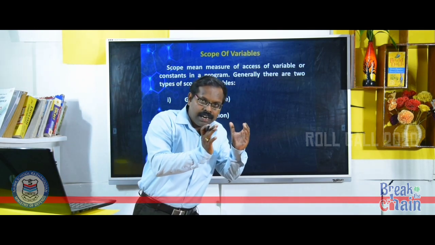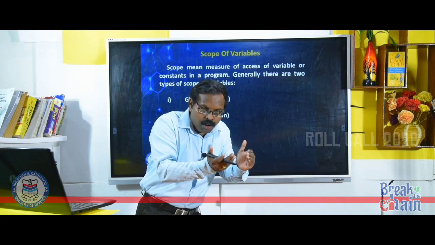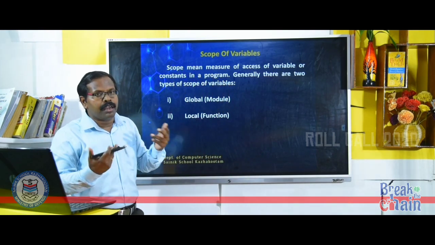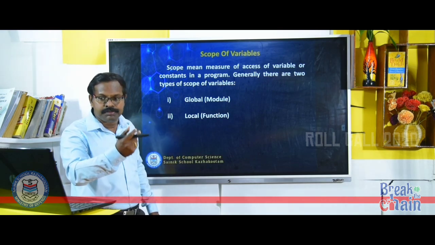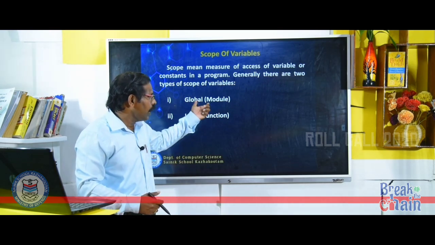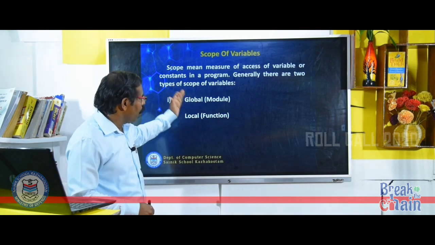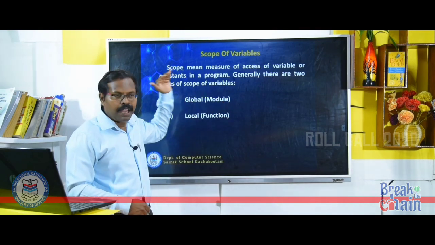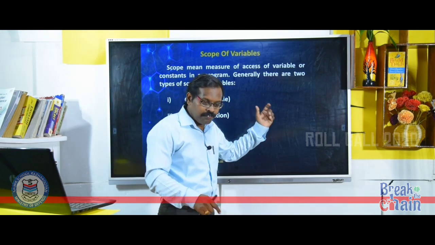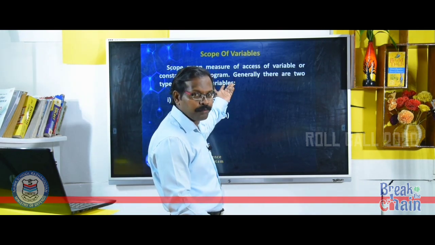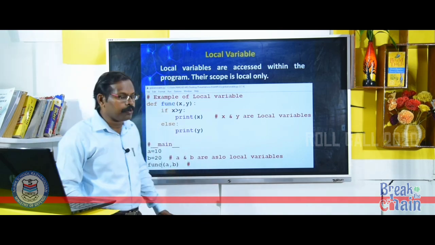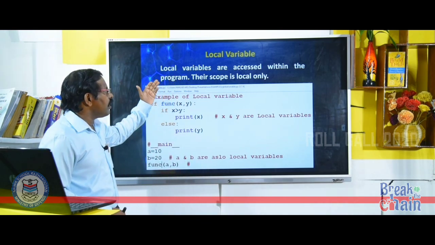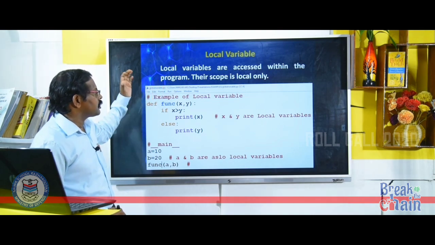Whether you are declaring a variable in a function, where all can you use it? Whether you are declaring a variable outside the function, where all are you using it? So this is the importance of scope. Two types of scope are there: global scope, which means module scope, and second one is local scope, which means function scope. Here I am going to explain local scope first. Look at the screen. A local variable is one which can be accessed only within a function.